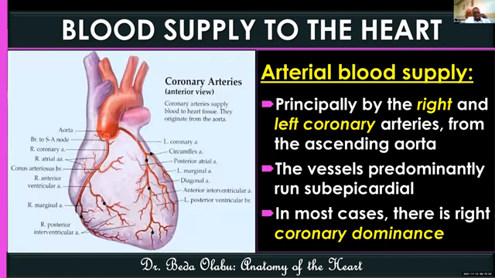Okay, so that would be the right coronary circulation. That's the left coronary circulation with its two branches, left circumflex and left anterior descending.